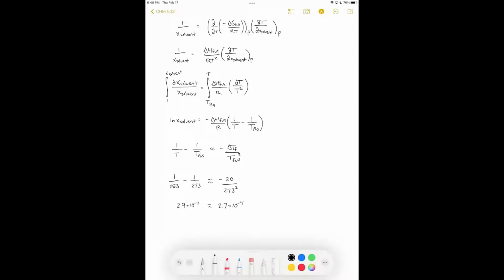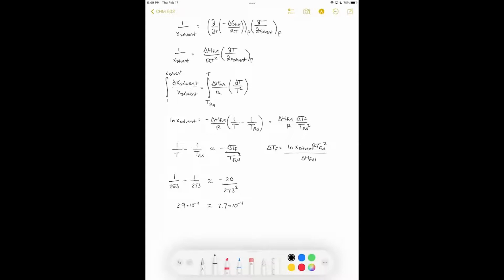We can then say that our natural log of X solvent is equal to delta H fusion over R times delta TF over T fusion squared. And if what we want is delta TF, we can rearrange and solve for that. So we can say that delta TF is equal to the natural log of X solvent times R T fusion squared, divided by delta H of fusion.